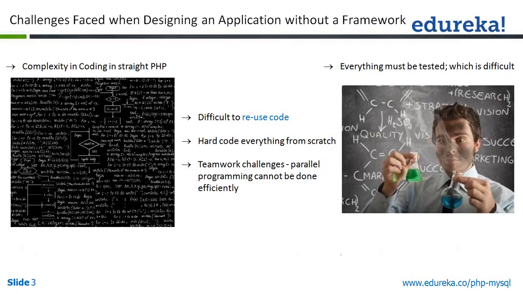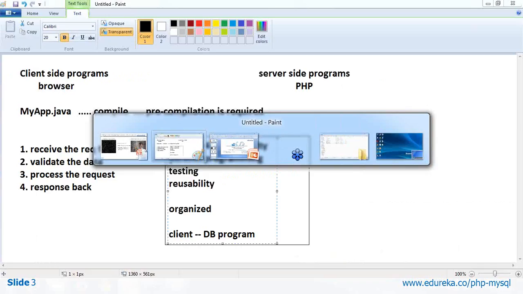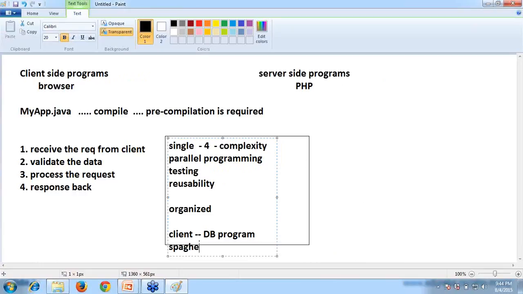So we write all the things together, all types of queries, all types of HTML, inside the same program itself. What is that called? That is called spaghetti code. What code? Spaghetti, S-P-A-G-H-E-T-T-I. Spaghetti code. We write everything together in the program, HTML and all will come. That's called spaghetti code.